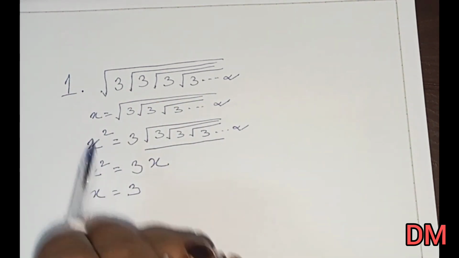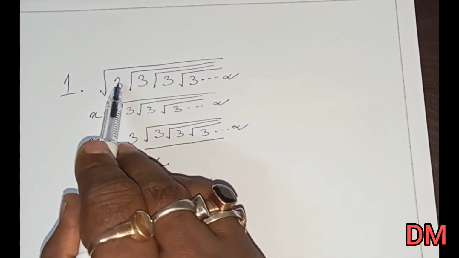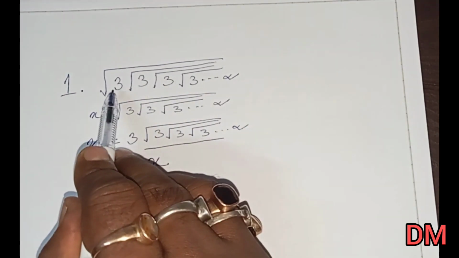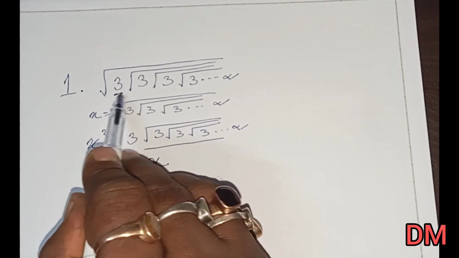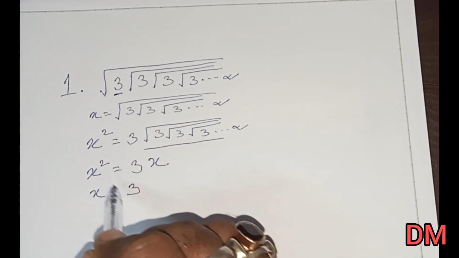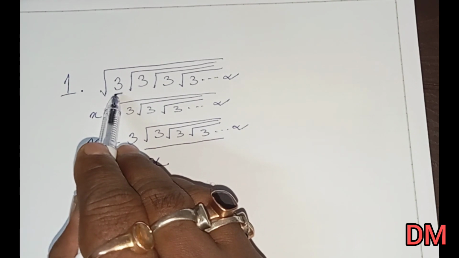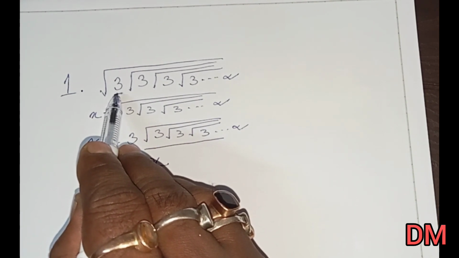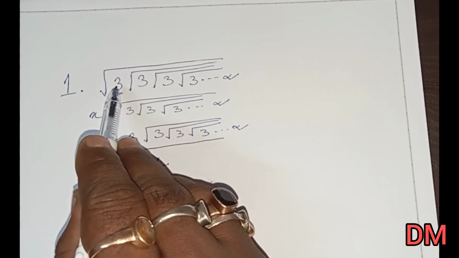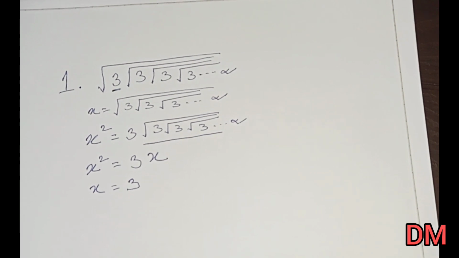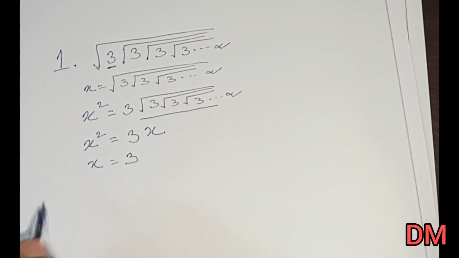we have learned that if the problem is like this, root over 5, root 5, root 5, root 5 up to infinity, the answer will be 5. So no need to solve all these steps. From such type of problem you can find the solution, that is equal to 3 or whatever is given here, 5, 7, etc.